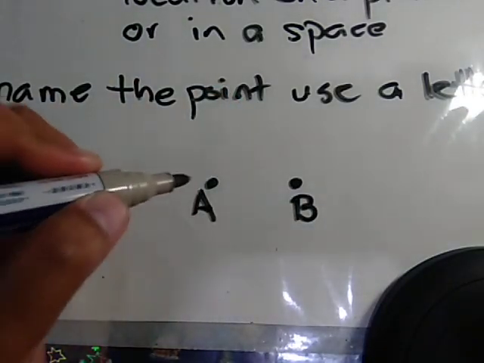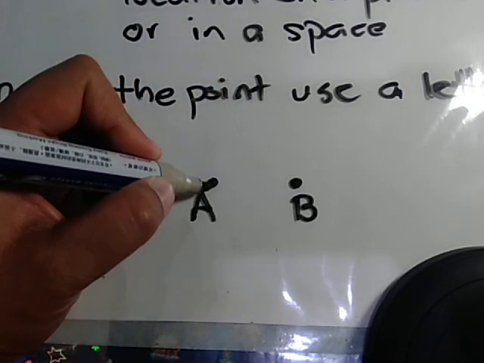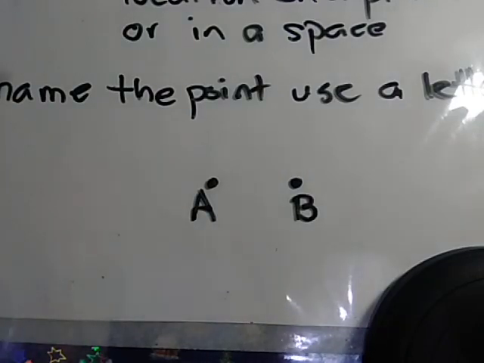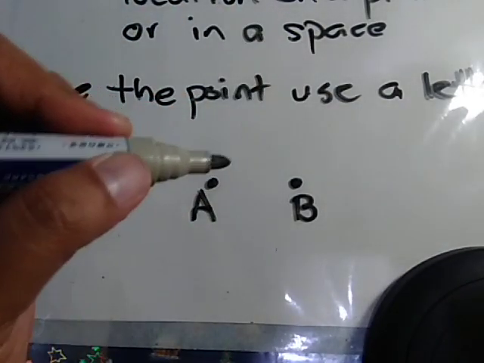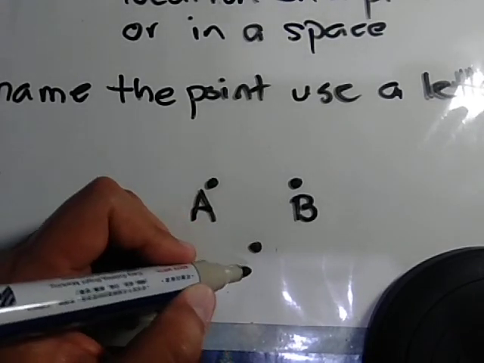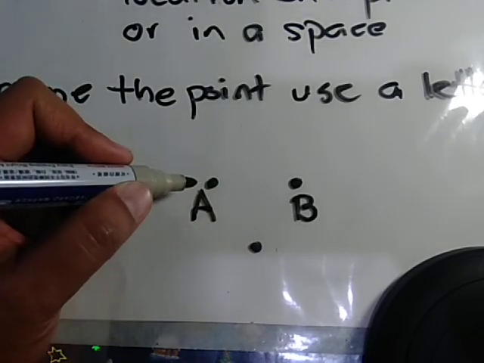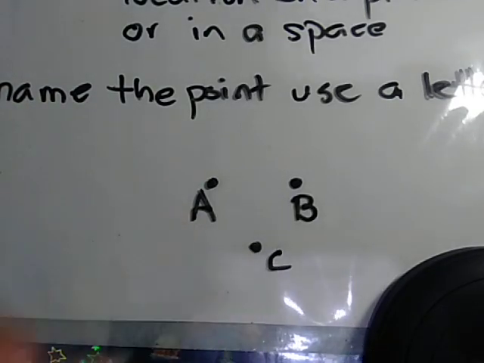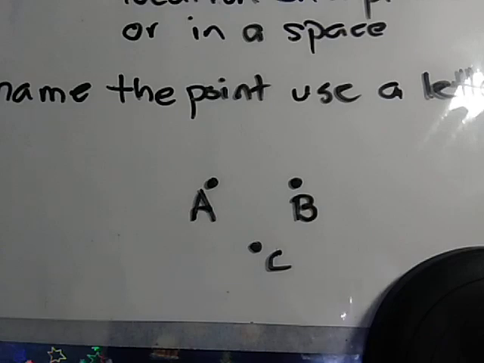But when you use a letter to indicate this particular location on the plane, you can no longer use it for another location. You can't use this as point A anymore because this is already point A. So you say this is point C, for example. And that's how you name the point.